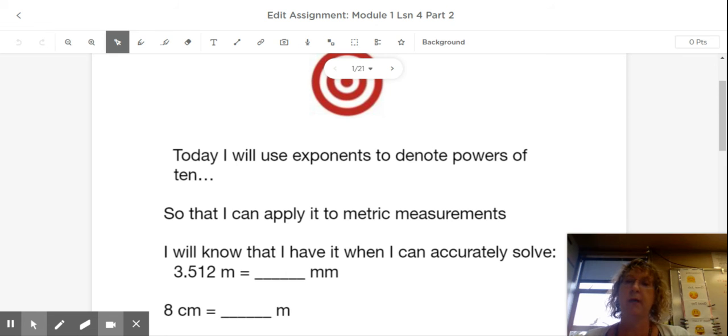All right, friends, we're going to pick up where we left off yesterday. We're going to review just a little bit. Today, we're going to use exponents to denote the powers of 10, so that I can apply it to metric measurements. I will know that I have it when I can accurately solve these two equations. Same learning target we had on Friday.